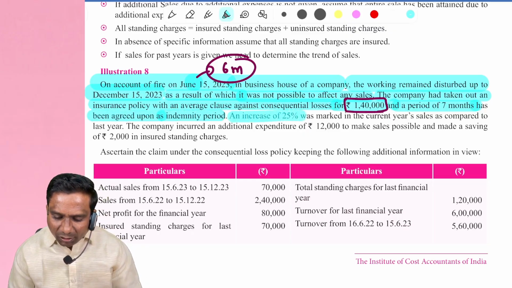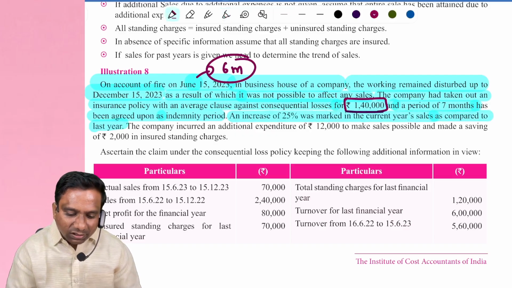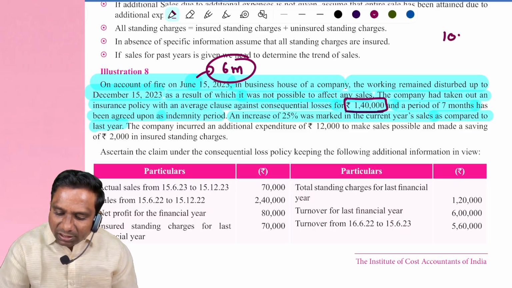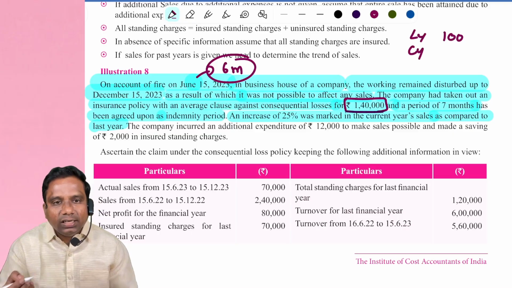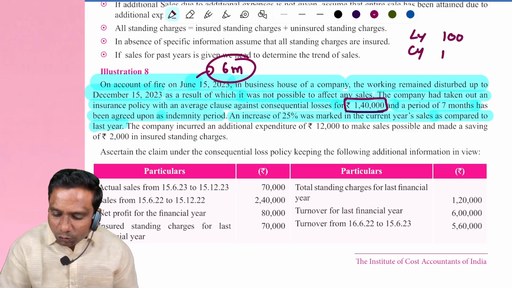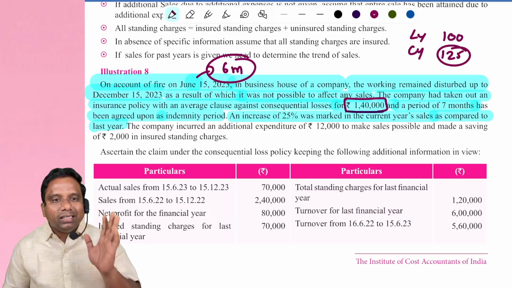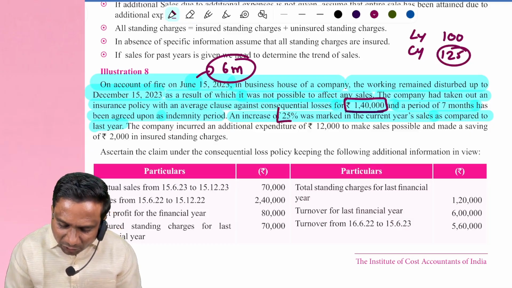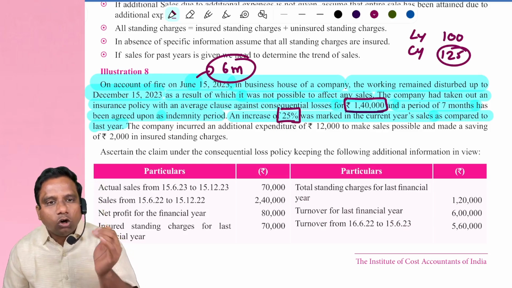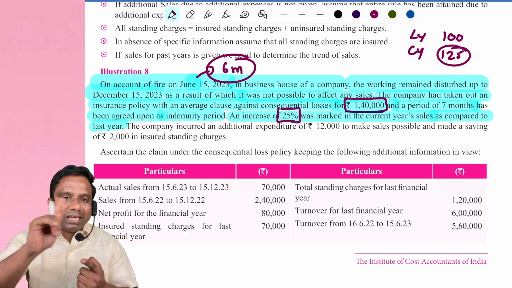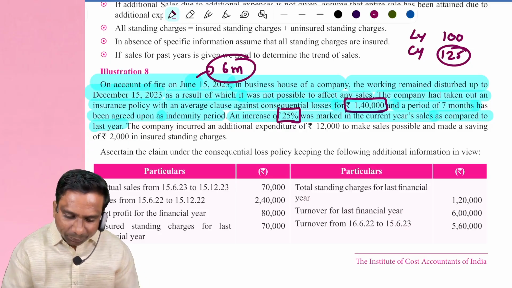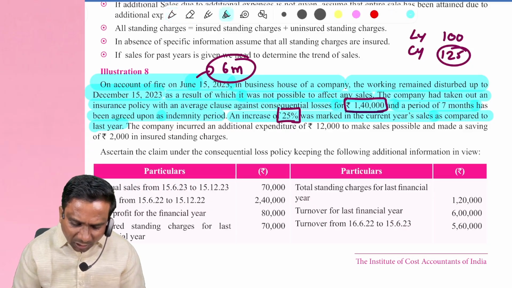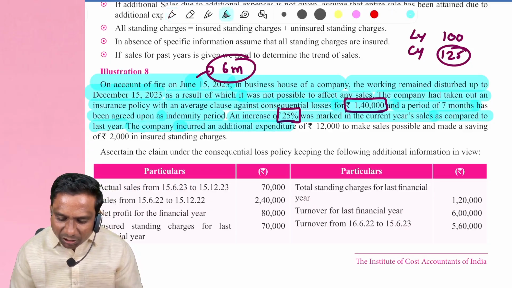An increase of 25% was marked in the current year sales as compared to last year. Means what? Suppose last year sale is 100. And what is current year sale? 25% increased, means 125. Current year sale is 125. And this 25% increase, if they have not specified anything, we apply for standard turnover, plus we apply for annual turnover. Okay. Next. The company incurred an additional expenditure of 12,000.